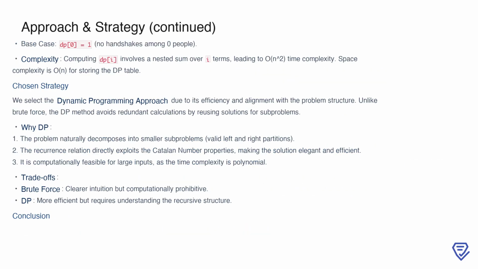Building on this insight, we define the recursive relation for our dynamic programming approach. Let dp[i] represent the number of ways to form valid handshakes among 2i people. The recurrence relation is as follows: dp[i] is the sum of dp[j] multiplied by dp[i-1-j], where j ranges from 0 to i.